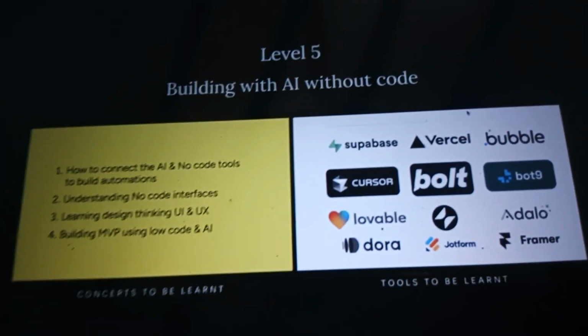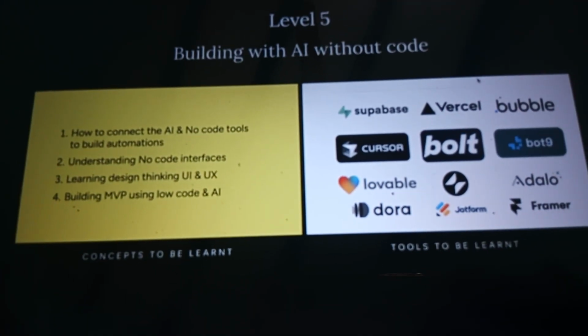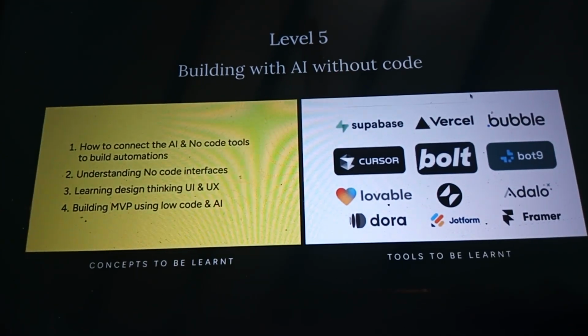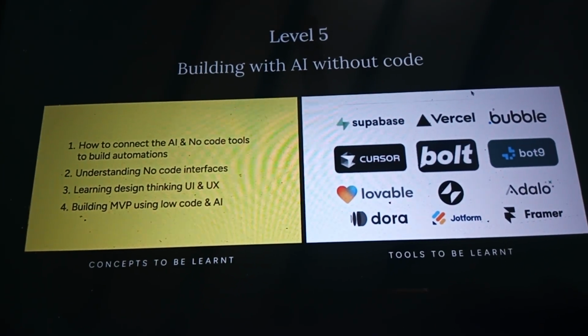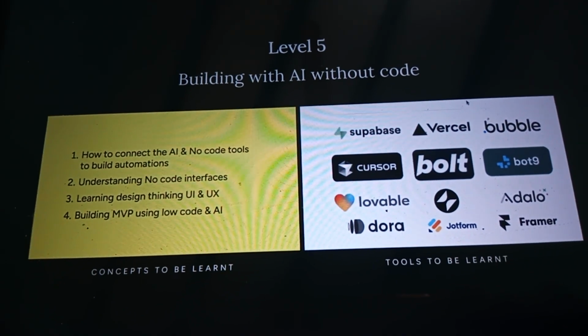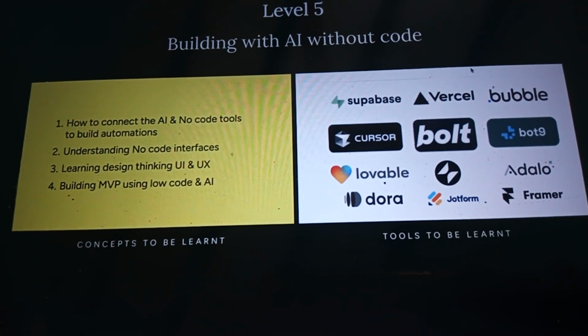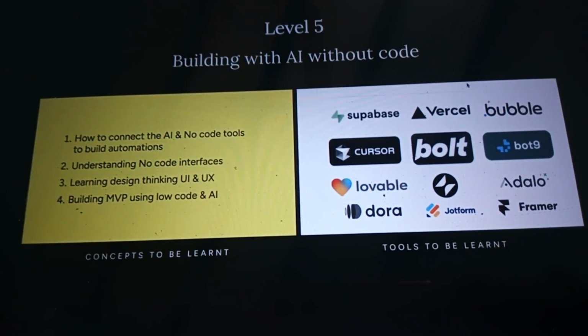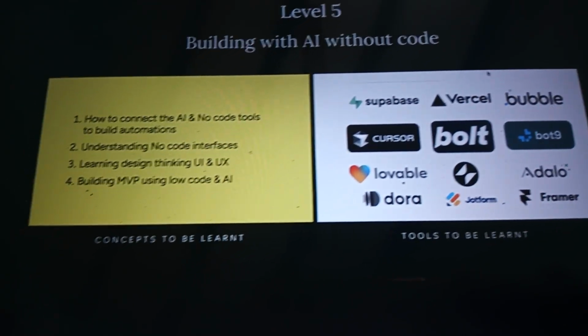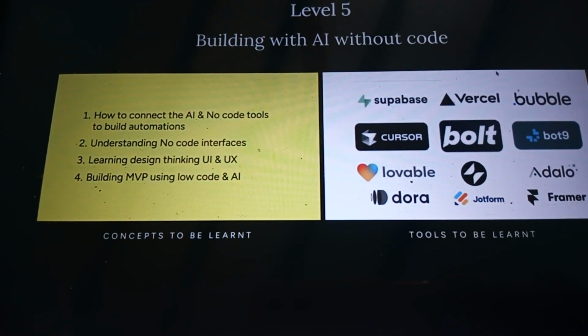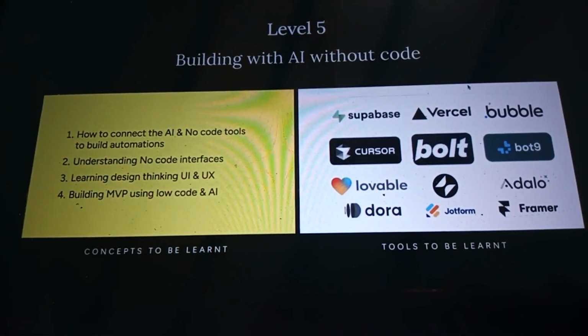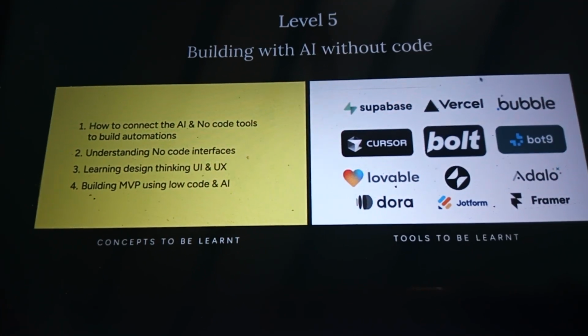Use design thinking for UI UX and build MVP products without writing a single line of code using tools like Bolt, Cursor, Lovable, Dora. There are so many other tools out there which you can use to build full-fledged products. Our learners have been building literally incredible products without writing a single line of code. Of course, those who know how to write code, they use code. People who don't know how to write code, they do it without code, right?